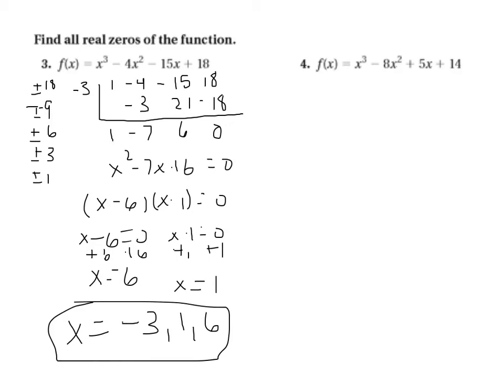So go ahead and try to do the next problem. Find one of the zeros, use synthetic division. So hopefully you press pause. If not, press pause and try to do it. Okay. So if you think about it, 14 over 1. So you could have plus or minus 14, plus or minus 7, plus or minus 2, plus or minus 1.